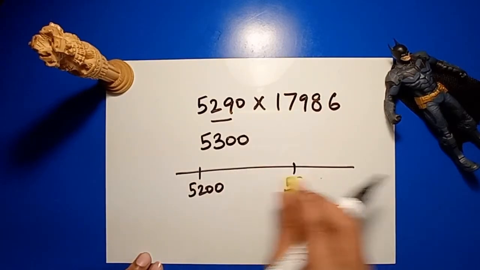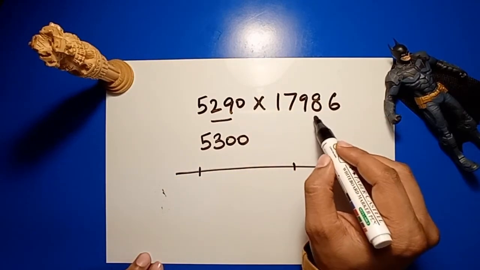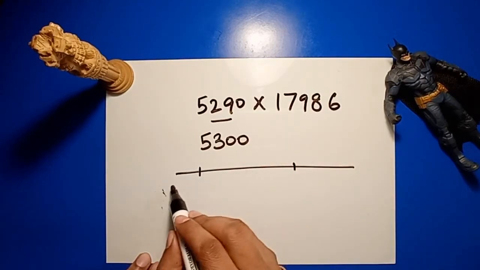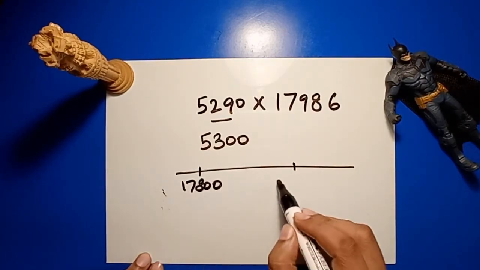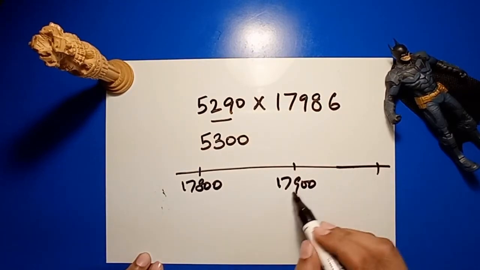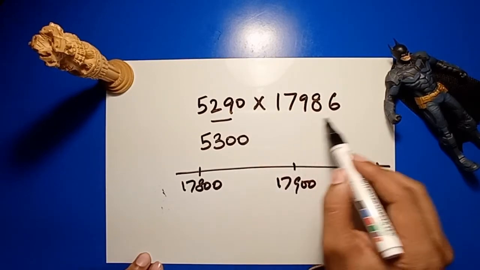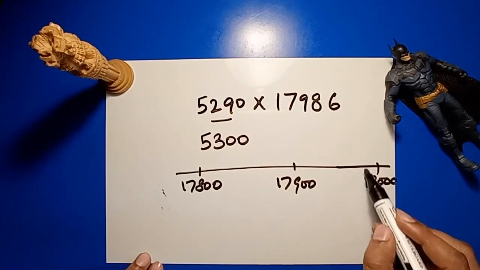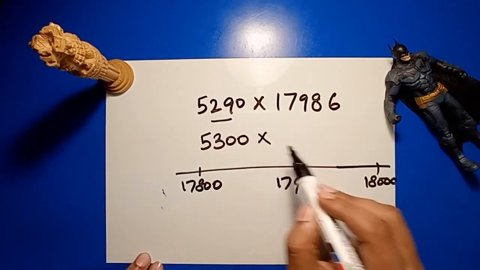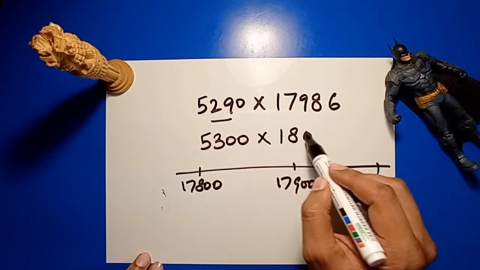Now let's talk about the other one. 17,986. So 17,800, 17,900, and after this what will come? 18,000. Where do you think this number is? This number is very close to 18,000. Okay, so 17,986 gets rounded to 18,000.